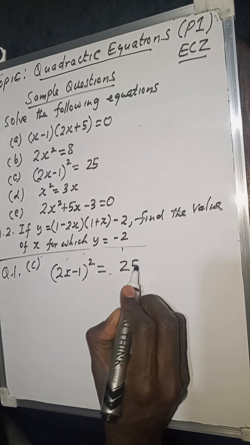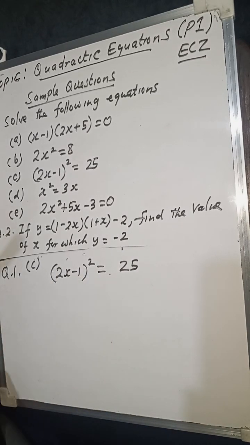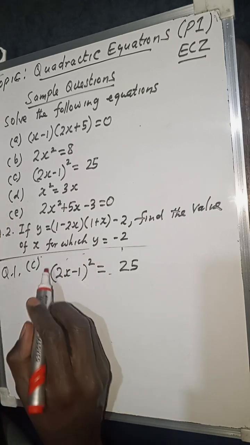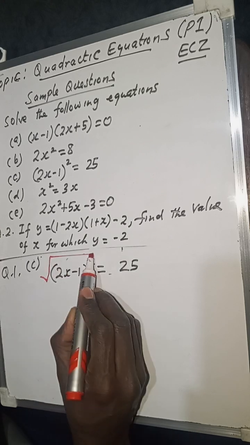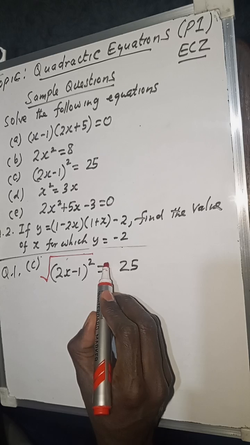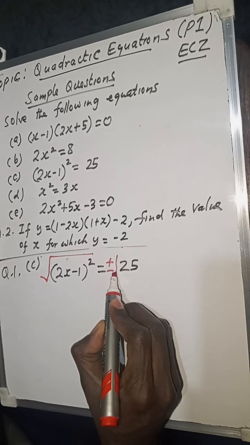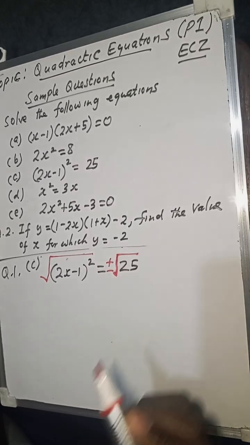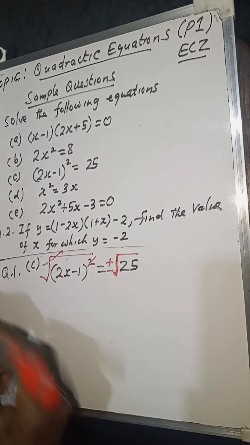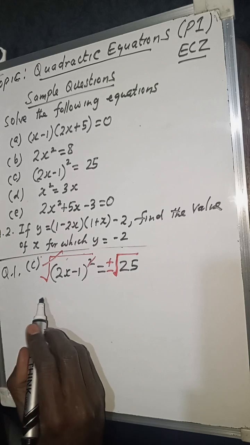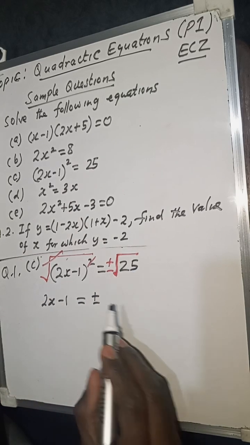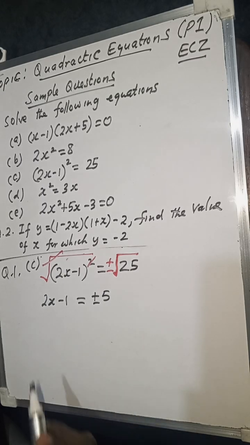Now some people sometimes want to start expanding. You'll be wasting time if you want to expand. You just need to get rid of that square. How? By introducing a square root. What you do on the left hand side, you also do on the right hand side. But remember, the square root should be either positive or negative. That's what we mean. So this and that will cancel. That is going to give you 2x minus 1 is equal to plus or minus the square root of 25, which is simply 5.